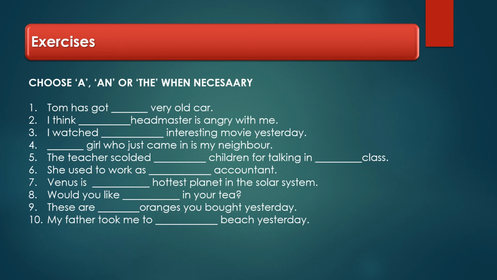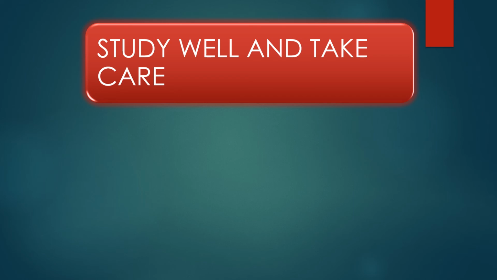These are dash oranges you bought yesterday. Here we are talking about those oranges which were bought yesterday. Okay, so these are the oranges. We are talking about these oranges only. So we are using "the". Last, my father took me to the beach yesterday. The boy is talking about the beach which he has already visited, where his father has taken him. So, the beach yesterday. That was all about this chapter, articles.